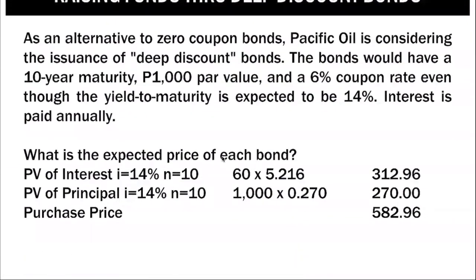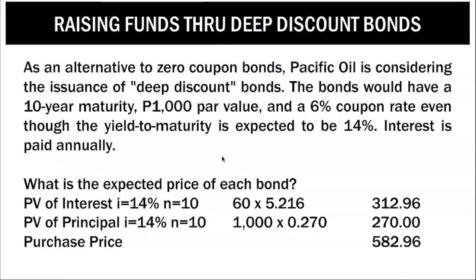Okay. As an alternative to zero coupon bonds, Pacific Oil is considering the issuance of discount bonds. The bonds would have a 10-year maturity, 1,000 par value, and a 6% coupon rate, even though the yield to maturity is to be expected at 14%. Okay, so if this is the case, normally we have deep discount because it is issued at a discount, meaning the stated rate has a difference of at least 5% as compared to your coupon rate. So our stated rate here is 6%. Our coupon rate is 6%, and our effective interest rate or your yield to maturity or your yield rate is 14%.